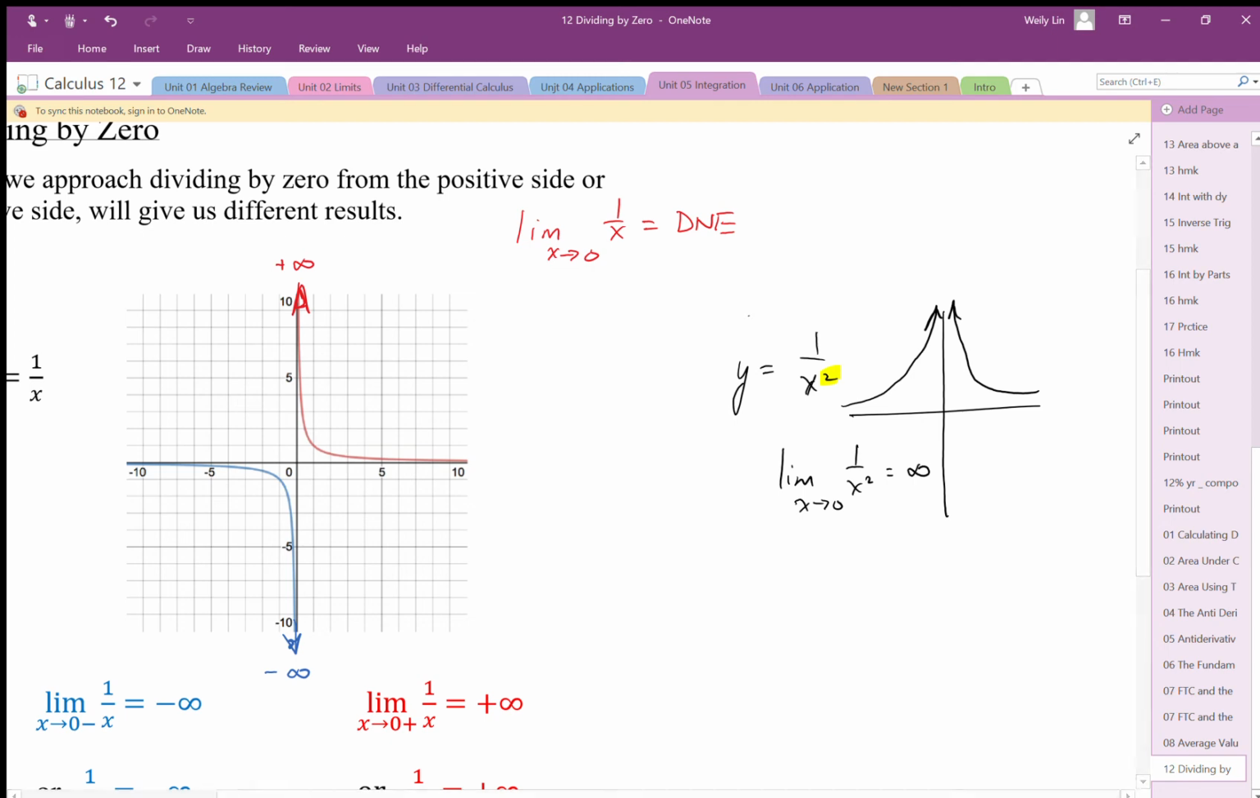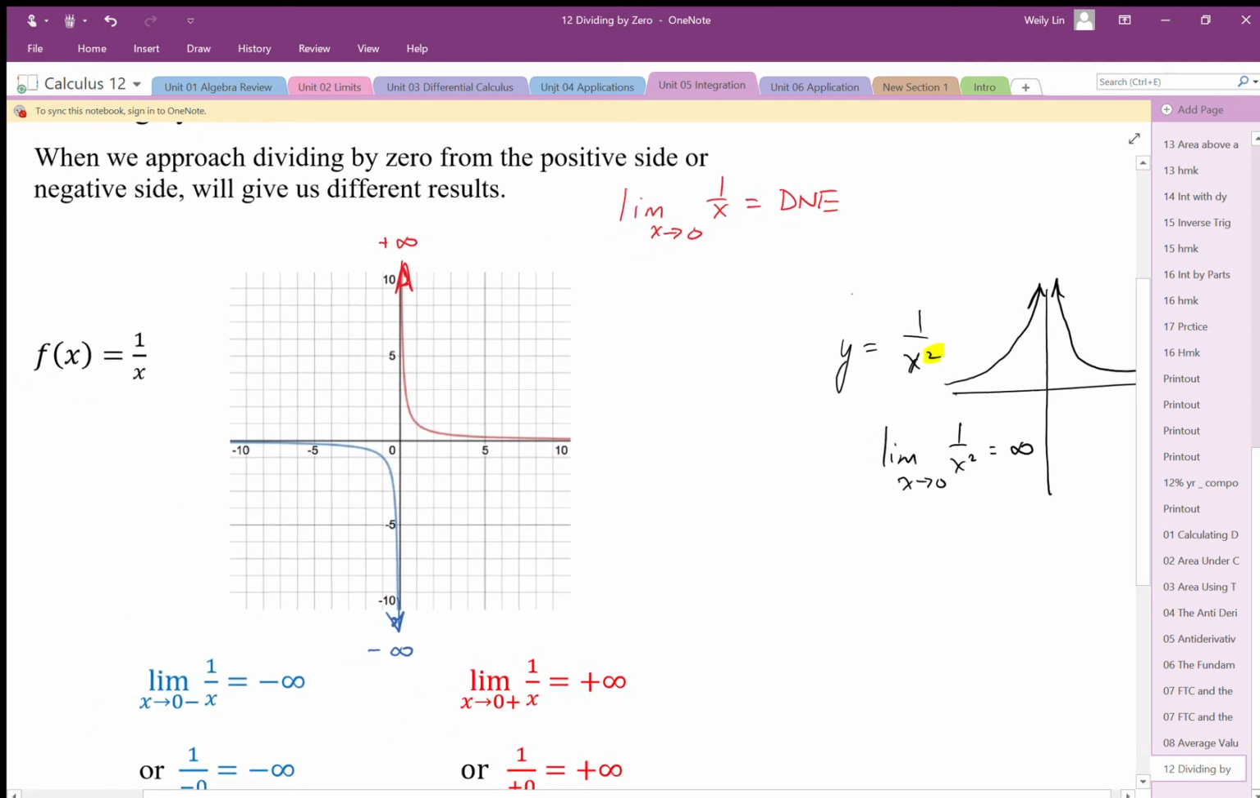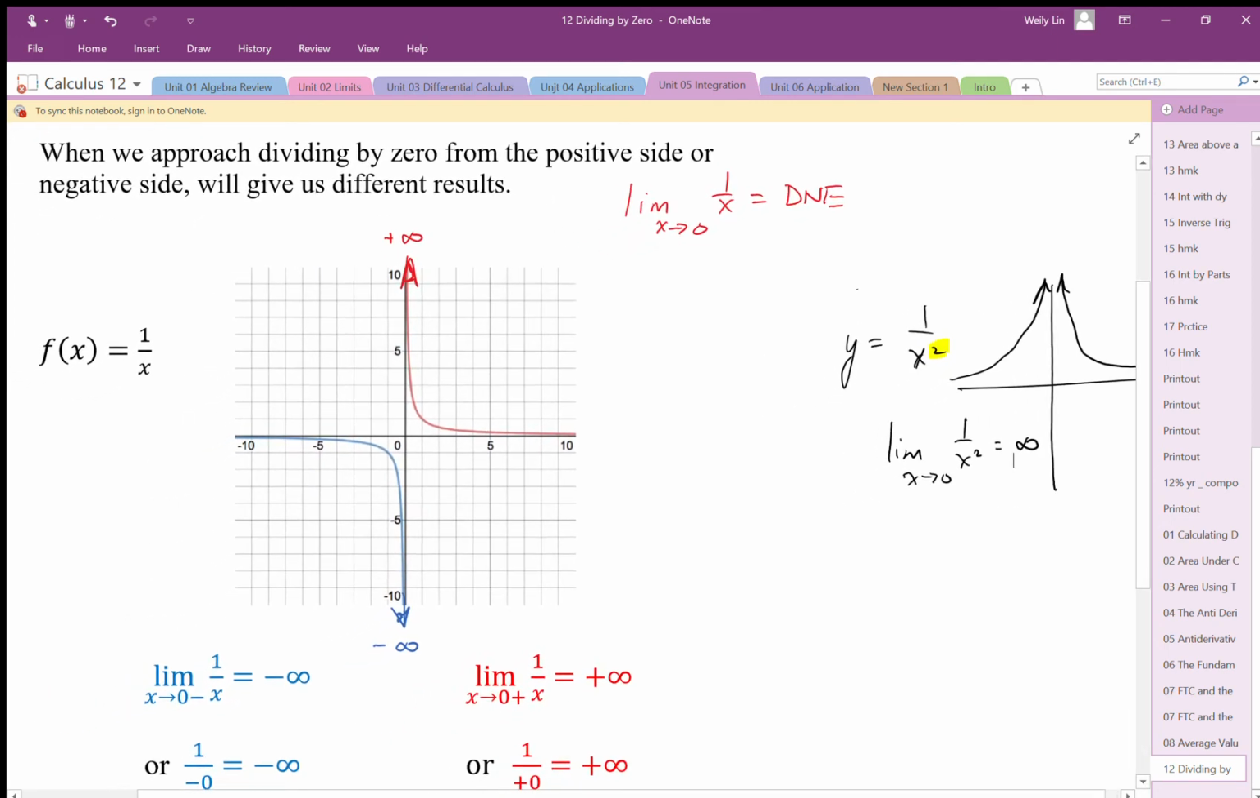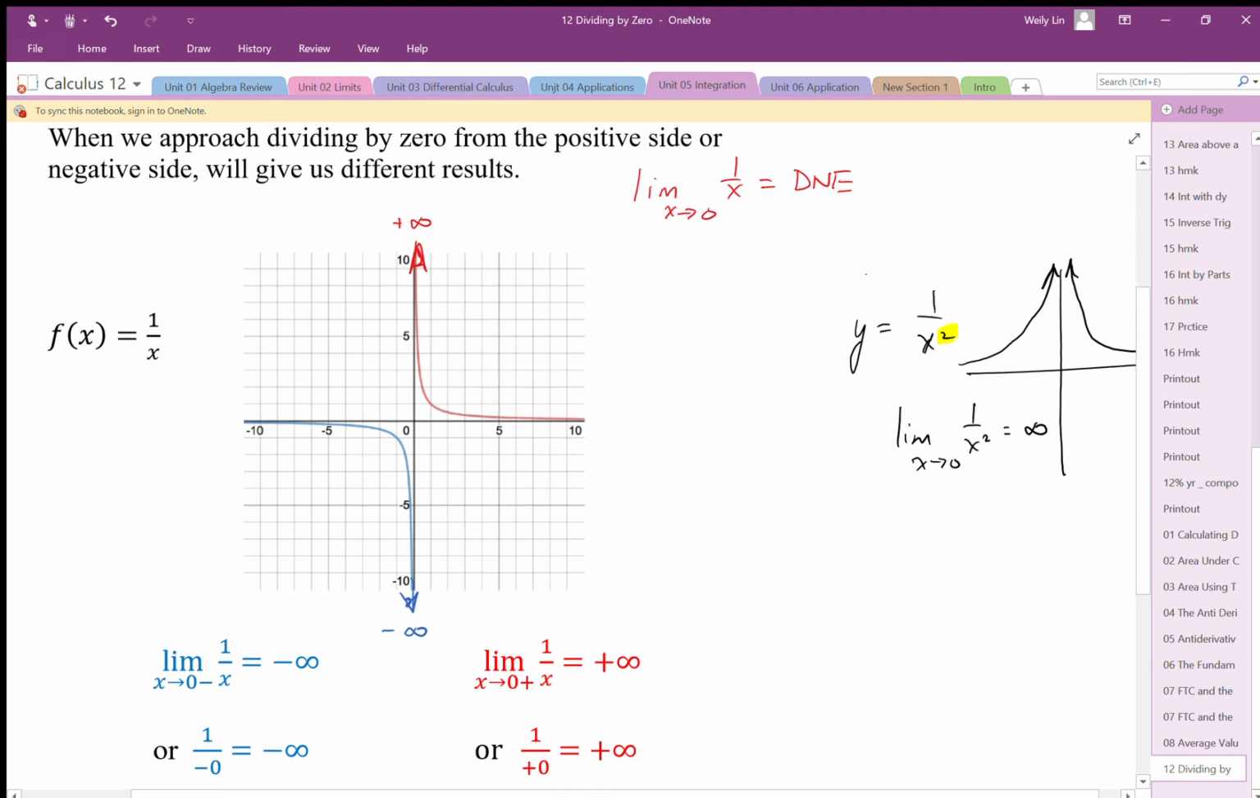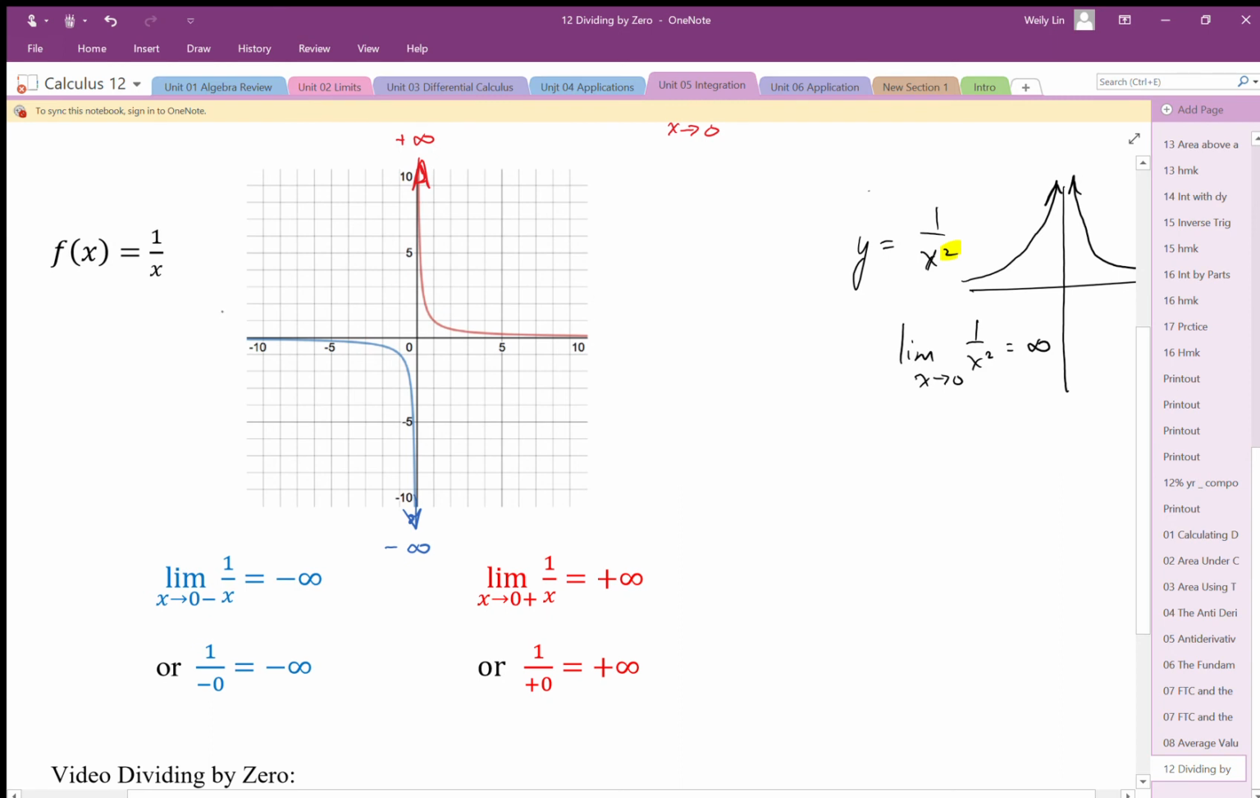But when we have these odd powers, or 1 over x, we have to be mindful of which side we're approaching 0 from. In the blue here, if I approach 0 from the negative side, it's going to go to negative infinity. We can use shorthand and just say we're approaching 0 from the negative side and we're going to end up with negative infinity. Here we approach 0 from the positive side, and we're going to go to positive infinity.